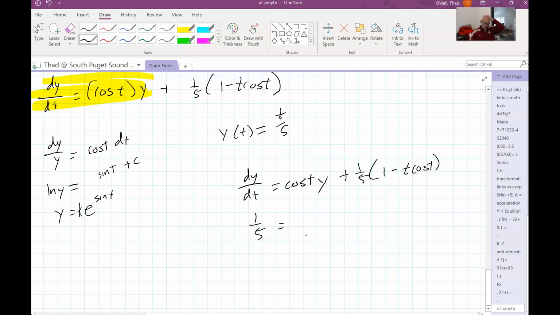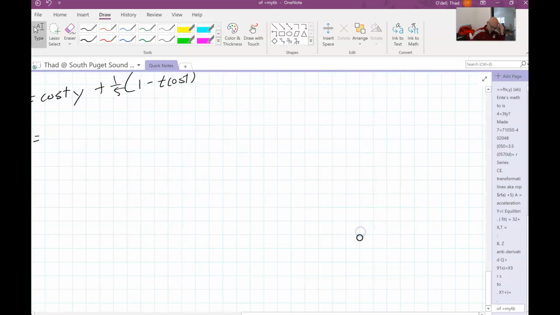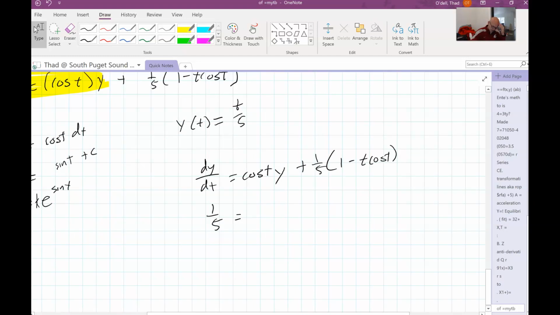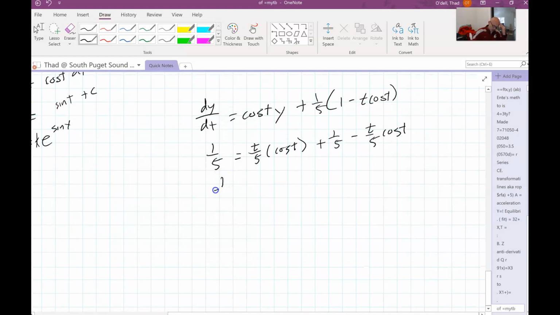Okay, so the derivative of t over 5 would just be 1/5. And so then the question is, is that equal to... and of course, in this case, y is t over 5, so that would be t over 5 times cosine of t plus, and we distribute that 1/5 through, we get 1/5 minus t over 5 cosine t. And notice that the t over 5 cosine t minus t over 5 cosine t would be 0, and so we end up with 1/5 equals 1/5.